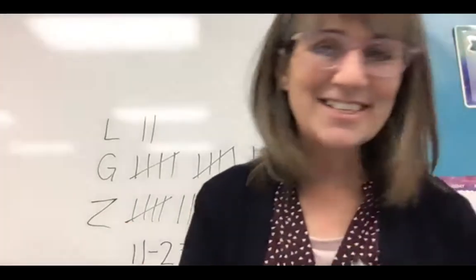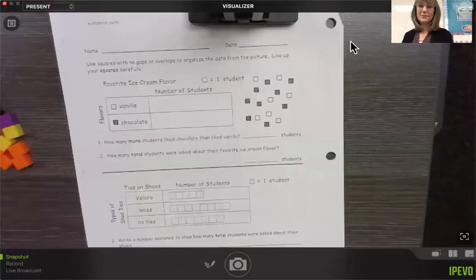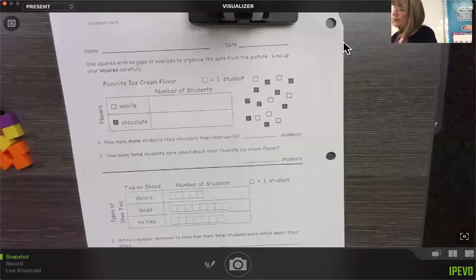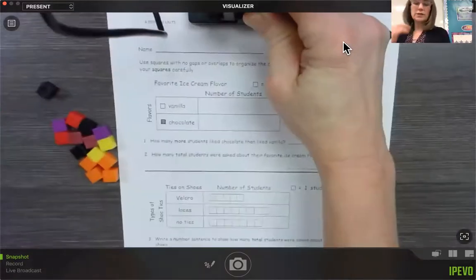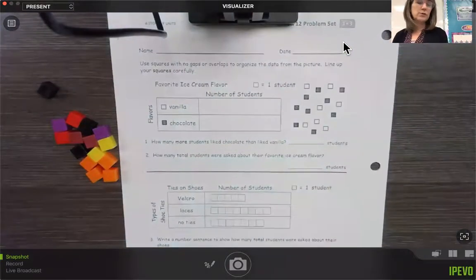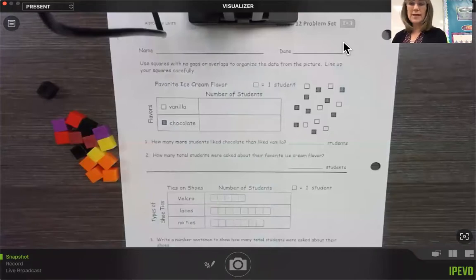All right, let's go to our worksheet. On your worksheet, it says use squares with no gaps or overlaps to organize the data from the picture. Line up your squares carefully. So squares are just another way that we can compare or make a graph. We've practiced using tally marks, and tally marks are probably the most common, but we could also use squares.